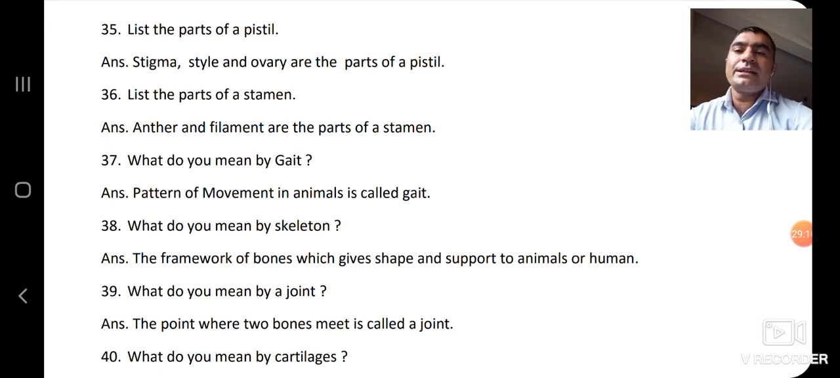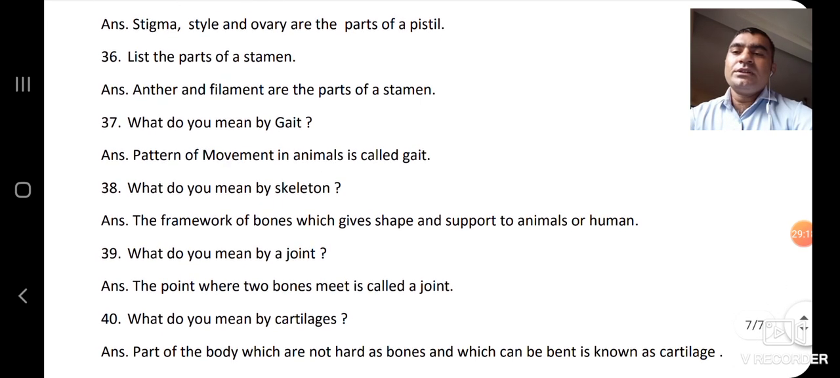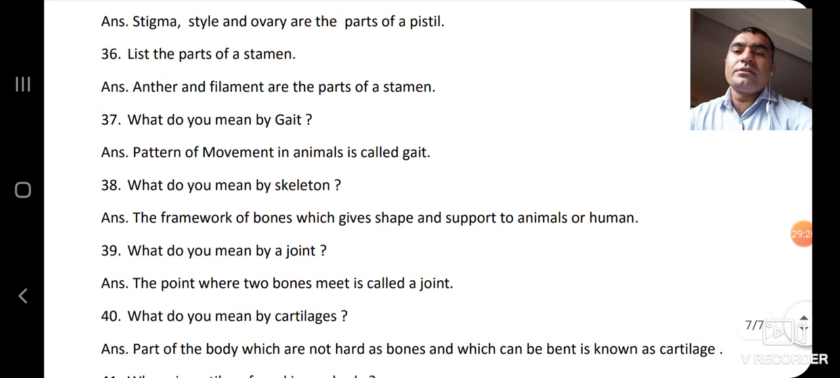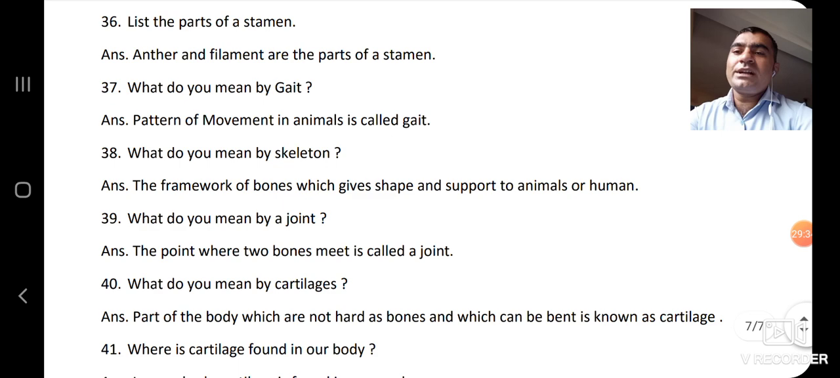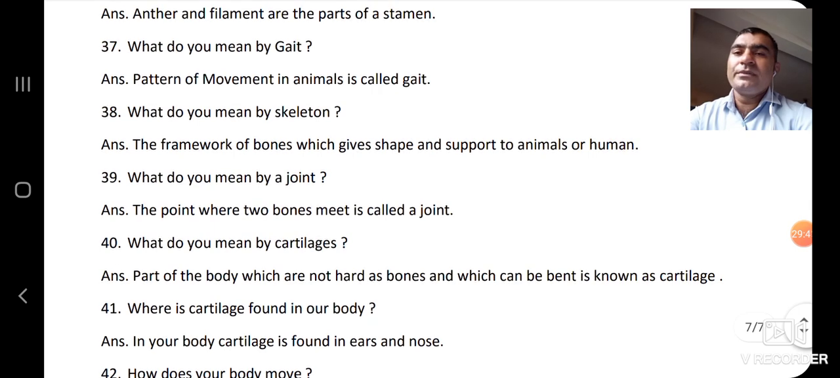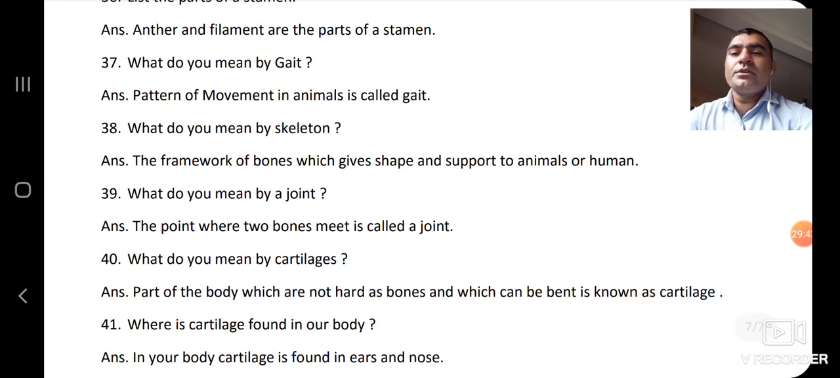What do you mean by cartilages? See, the part of the body which is not hard as bones and which can be bent is known as cartilage. For example, ears, see, it can be bent and it is not hard as bones. So, this is known as cartilage. Where is cartilage found in our body? In nose and in ears. Cartilage is found in nose and in ears. And it is found in the joints also.